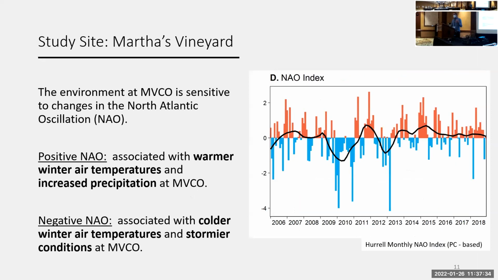Also, the position of Martha's Vineyard Coastal Observatory makes it sensitive to oscillations within the NAO, or the North Atlantic Oscillation, which is the dominant mode of atmospheric fluctuation over Eastern North America and the North Atlantic Ocean. Positive NAO at MVCO is generally associated with warmer winter air temperatures and increased precipitation, and a negative NAO is generally associated with colder winter air temperatures and stormier conditions. I used the Hurrell monthly PC-based NAO index in this analysis, and you can see that over the course of the time series, the NAO has been mostly positive with periods of it becoming negative.